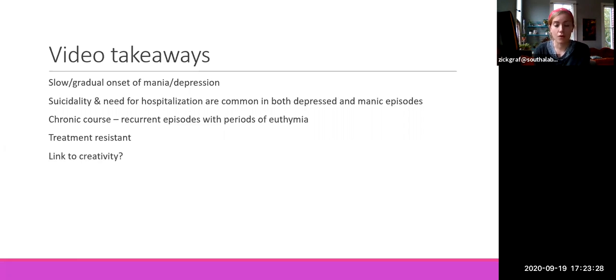He described a really chronic course with recurrent episodes of mania or depression, but also periods of euthymia in between. He also described a degree of treatment resistance. He was stable and euthymic for 9 years, and then without him necessarily changing anything he was doing, the disorder came back. So bipolar disorder has a chronic course, and medications can sort of suppress and manage it and also prevent it from doing any damage, but that's really all they're doing. They're not necessarily making it go away or curing it.